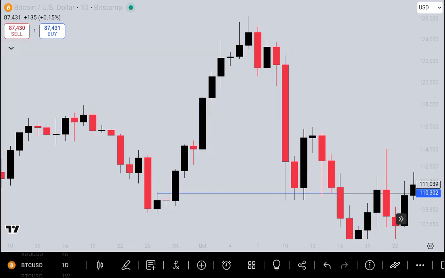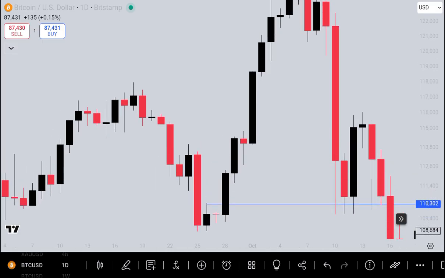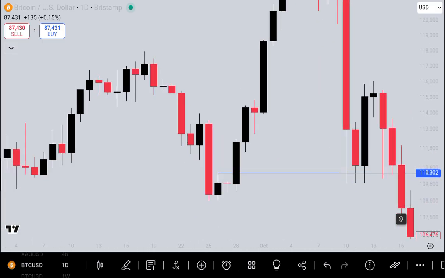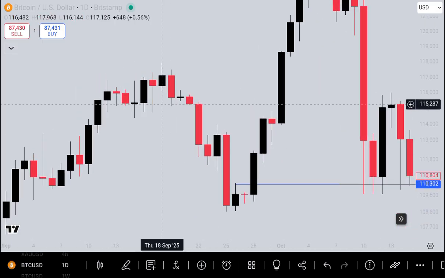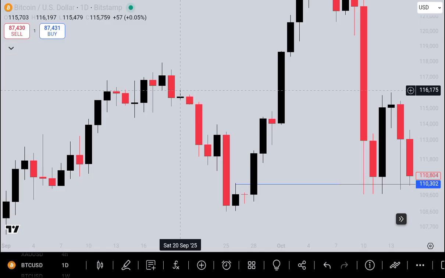Let's look at this other example here. All right, so you can see this candle and price came and broke below, mitigated this low and closed. So let's mark it now.